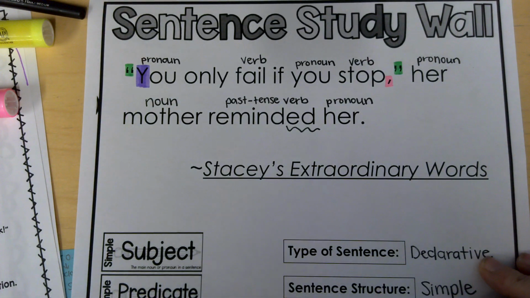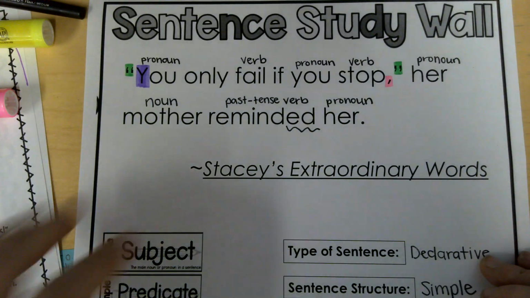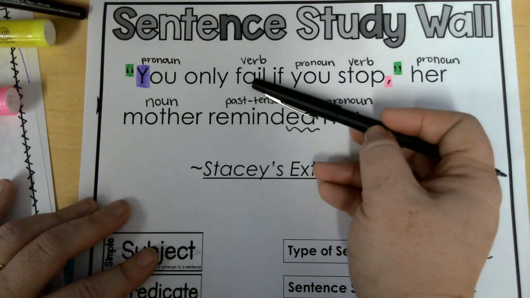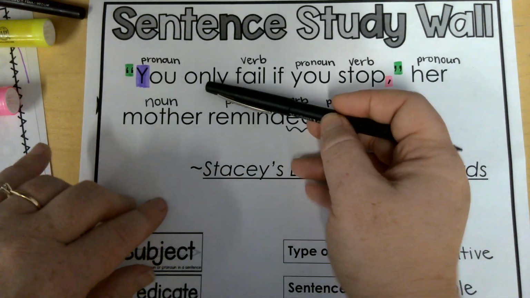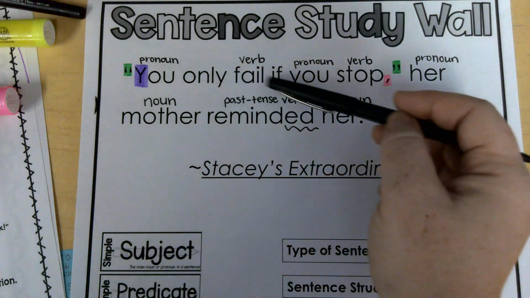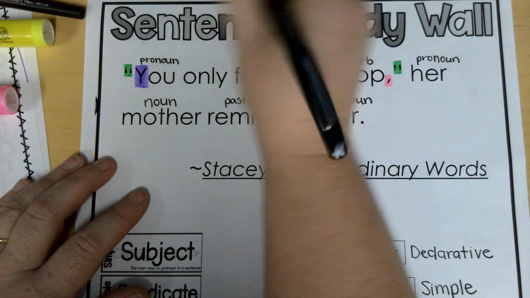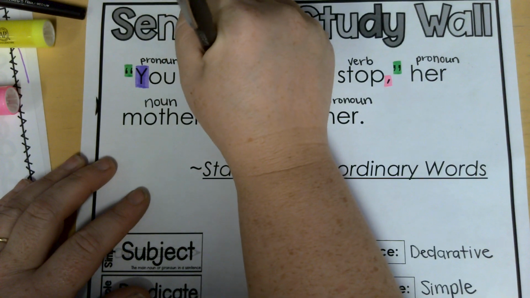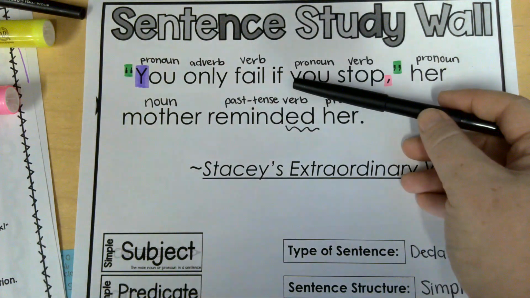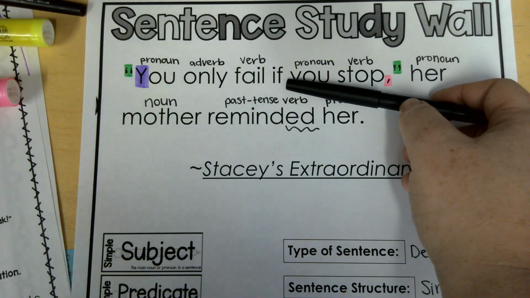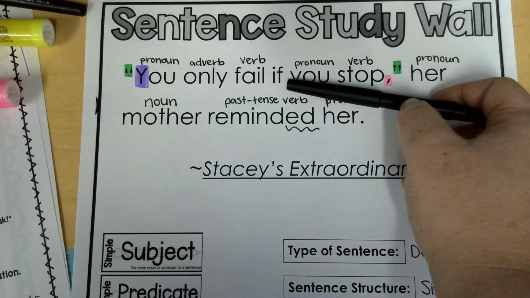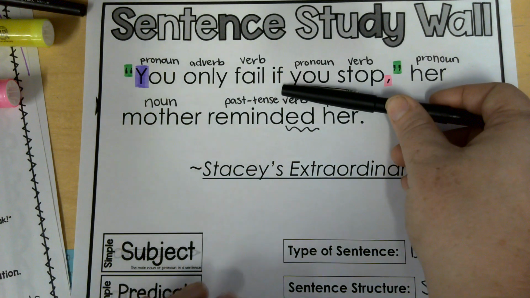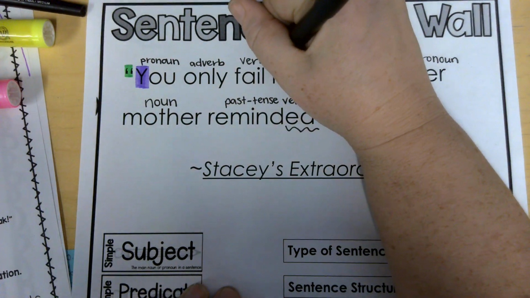All right, so we've got a couple of words left. We have only and if. The word only right here is describing the failure. You fail only. It's kind of like putting conditions on it. So it's describing the failure, so we're going to call this one an adverb. All right, and so we have the word if. You only fail if you stop. So if is actually a conjunction.